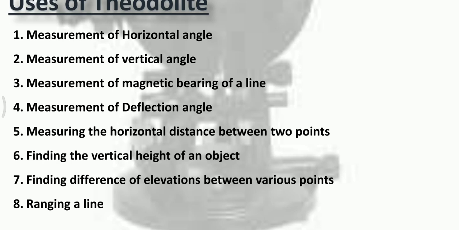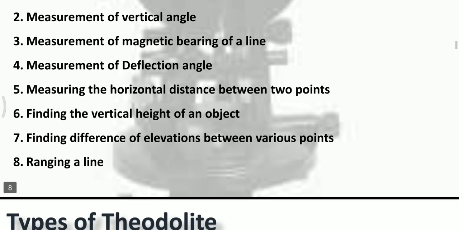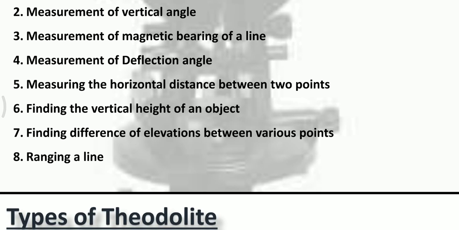Next use of the theodolite is finding the difference of elevation between various points. That means with the help of a Dumpy level or Auto level, we can find the elevation difference between various points, as well as with the help of the theodolite we can find the elevation between various points on the ground. The vertical angle and horizontal angle between two points can also be measured simultaneously with the theodolite.